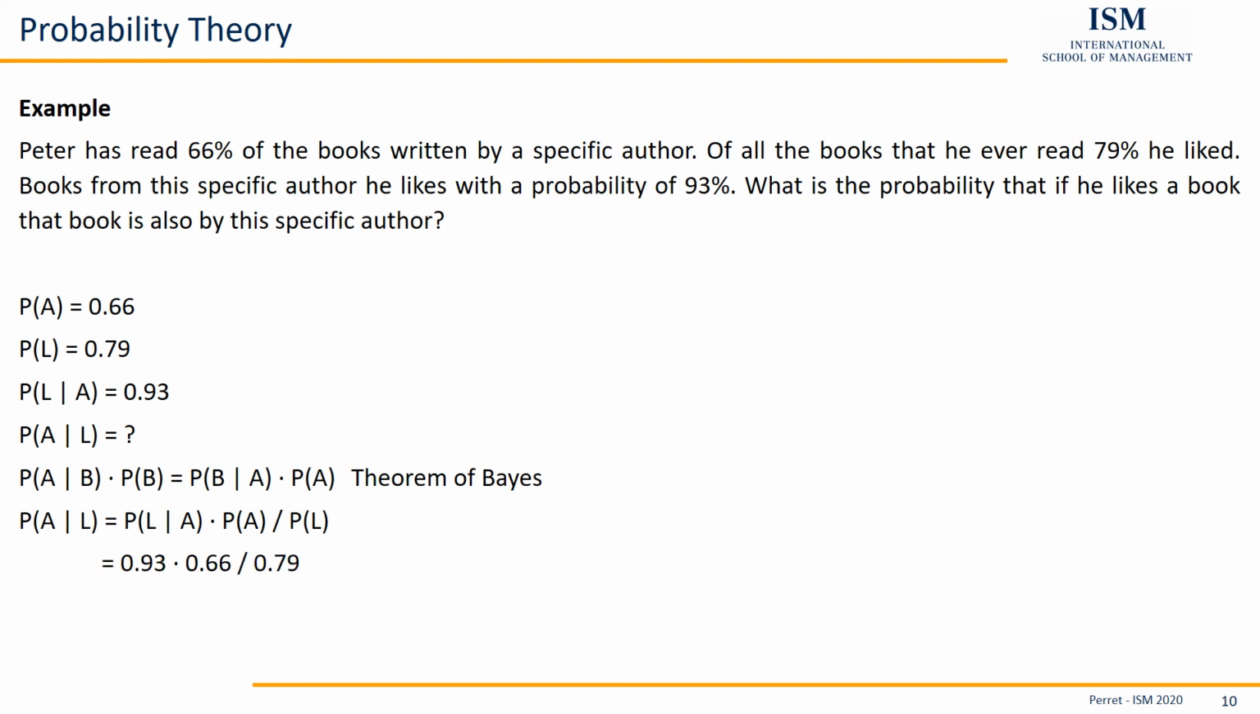Then we just insert our values here. Those are the 3 parts we have from the exercise, and we calculate this as a probability of 77.7%. So the chance of the book being from the specific author, if we only know he likes the book, is 77.7%. And well, that's all to this exercise.